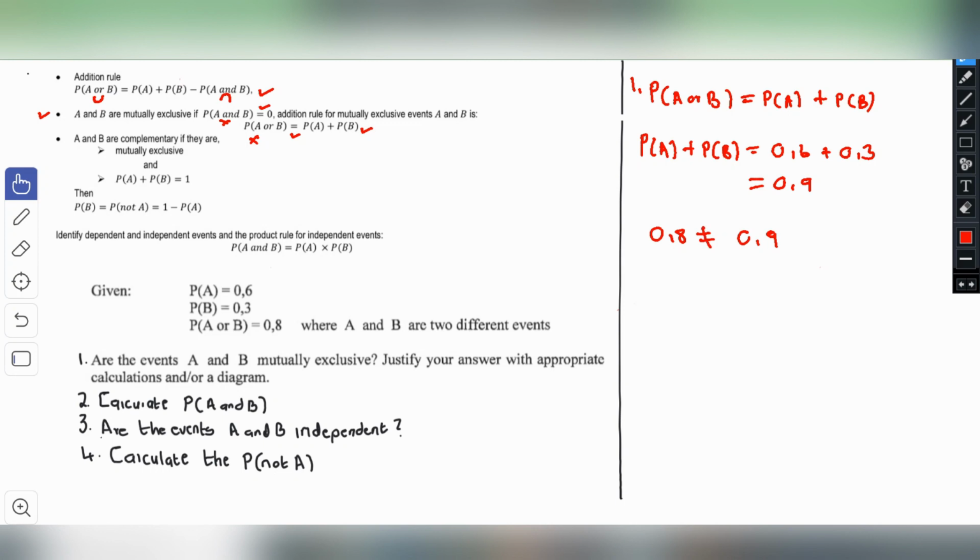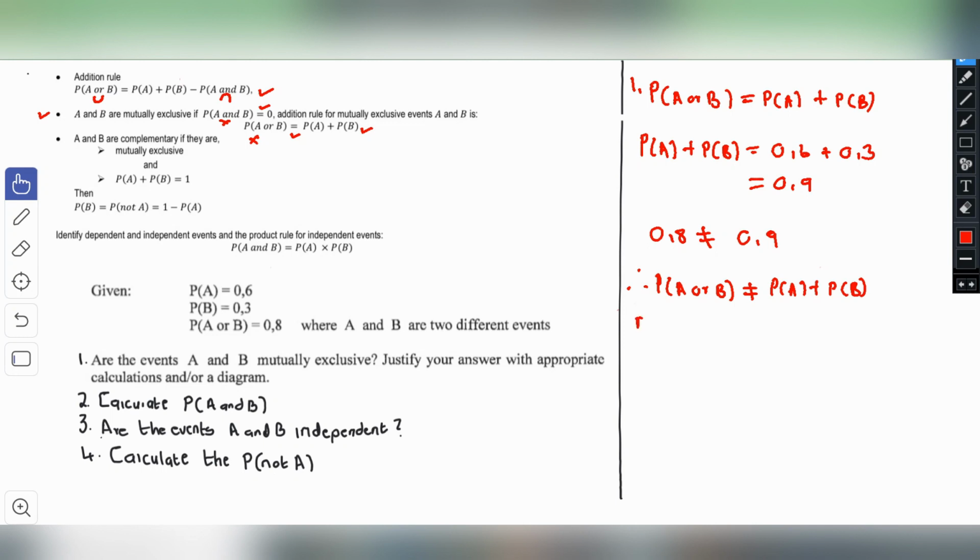Therefore, we're going to use these terms. You just cancel, and I'll draw a line through the equals sign to show that the probability of A or B is not equal to the probability of A plus the probability of B. Therefore, we conclude that the probability of A or B is not equal to the probability of A plus the probability of B, right? Therefore, they are not mutually exclusive. You'll just write, therefore, they are not mutually exclusive.